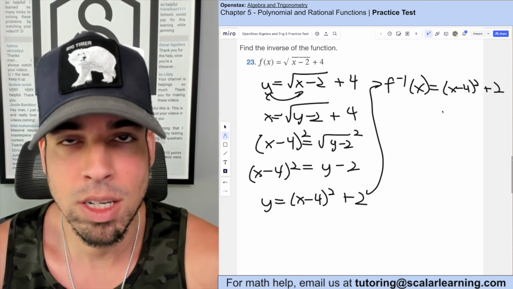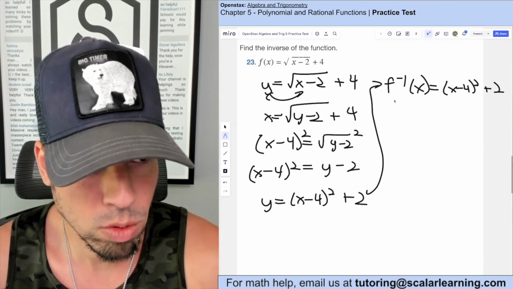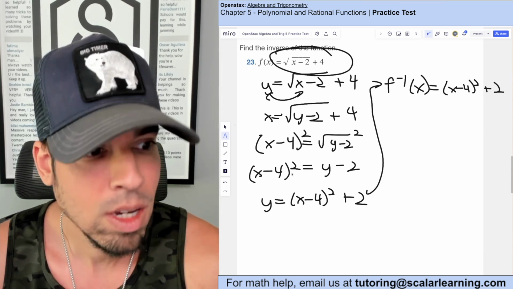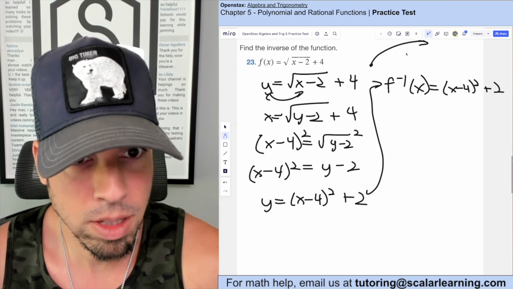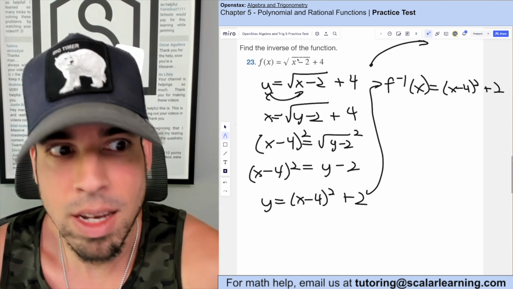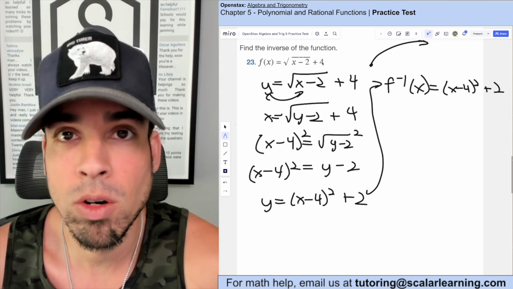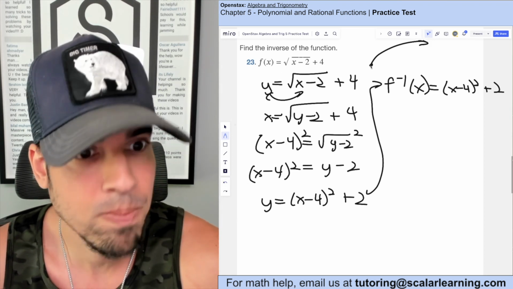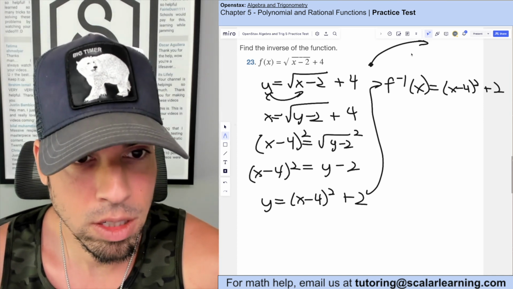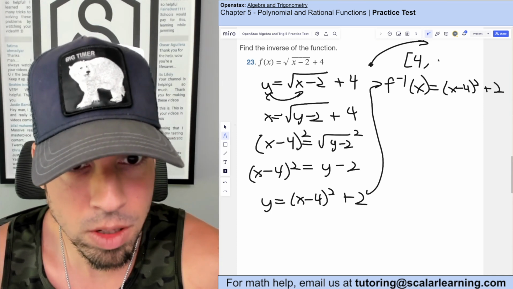And then the question is, is there a domain restriction that I have to impose? And I do, because this function here looks like this, right? It goes up like that to the right. And it has a range, okay? It doesn't go below 4 because the lowest this can go is 0, right? 2 minus 2 is 0, plus 4 is 4. So the range is everything from 4 to infinity.